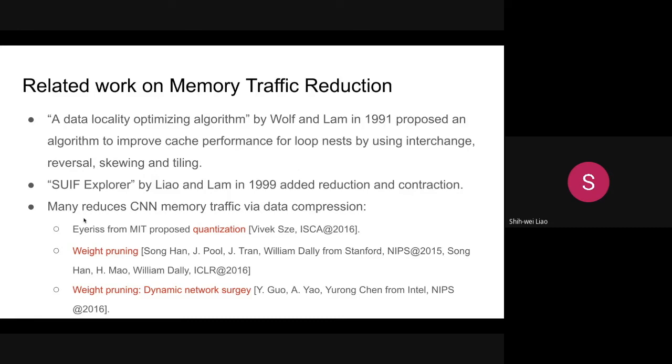And many reduce CNN memory traffic via data compression. There are 2 important approaches to data compression. One is from the Eyeriss paper from MIT, where they propose quantization. So instead of using many bits to represent a weight value, you can just quantize it and use a fewer number of bits. Another approach to data compression is weight pruning. Bill Dally from Stanford and his students proposed this weight pruning at the NIPS conference in 2015. And they also improved upon their weight pruning approach at the ICLR conference the following year. ICLR stands for International Conference on Learning Representations. Intel also proposed their version of weight pruning called dynamic network surgery, and that's from NIPS 2016.